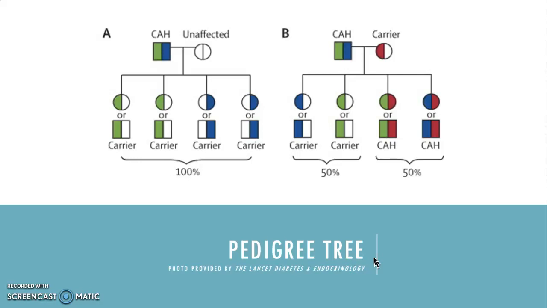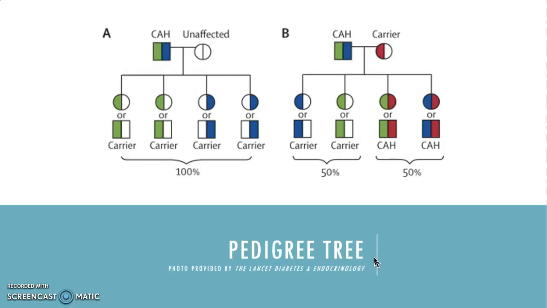Moving on to B, we have a patient who is affected and a patient who is a carrier. As you look down this chart, this gives us a 50% chance of having just a carrier child and a 50% chance of having a child who is affected with congenital adrenal hyperplasia.